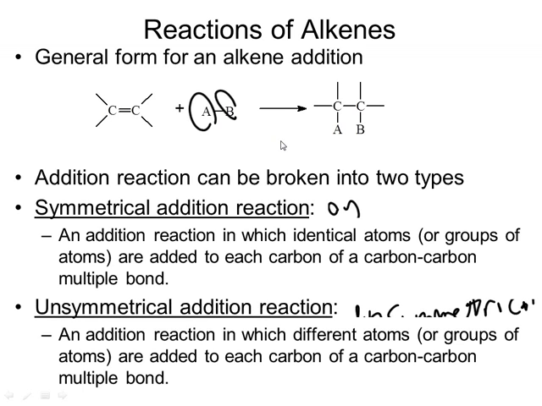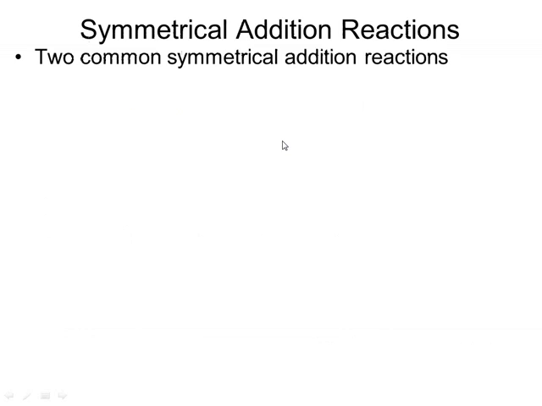Unsymmetrical addition reactions is where A and B are different. So two different things. Now again, I want to emphasize we're only adding things to the carbons that are involved in the double bond. We're not adding them to any of the other carbons in the compound. So there's two common types of symmetrical addition reactions.